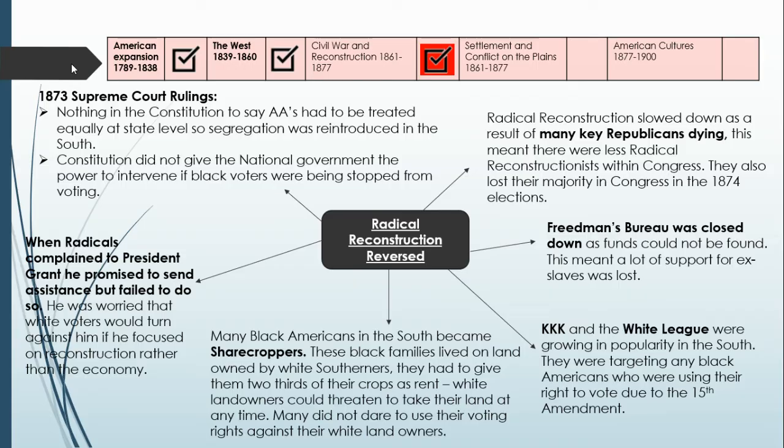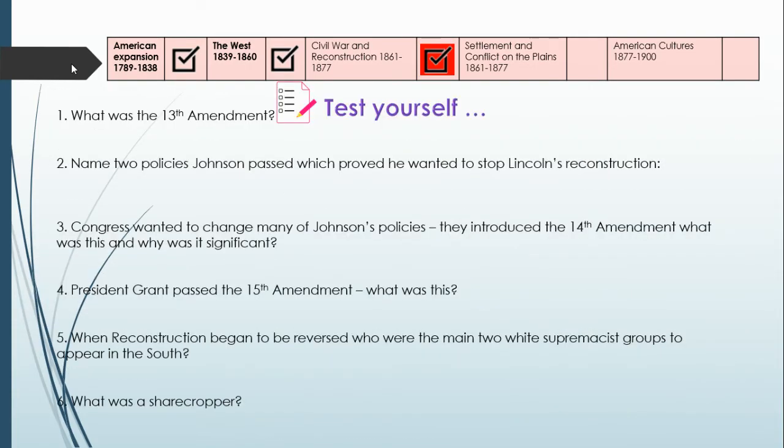The Constitution also did not give the national government the power to intervene if Black voters were being stopped from voting. So remember, we said the two racist groups, the KKK and the White League in the South, are preventing African Americans from voting, and the Constitution, according to the Supreme Court ruling, does not do anything to stop that. So the KKK and the White League are going to be allowed to stop African Americans their right to vote, which remember came as a result of the 15th Amendment.